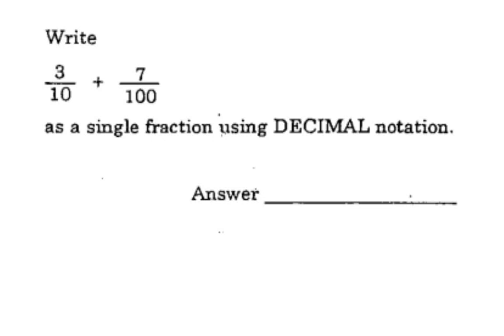Alright, so we want to write 3/10 plus 7/100, well 700ths, as a single fraction using decimal notation. So when they say single fraction using decimal notation, we want to write it as a decimal. You remember what your decimal looks like? You remember how to write decimals?